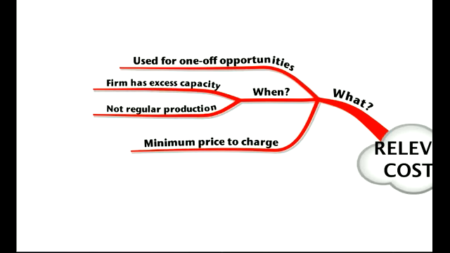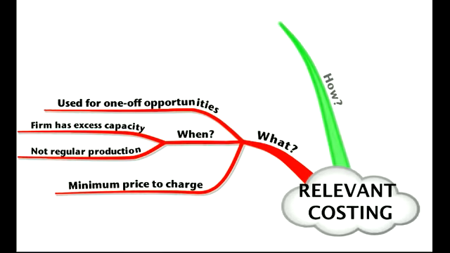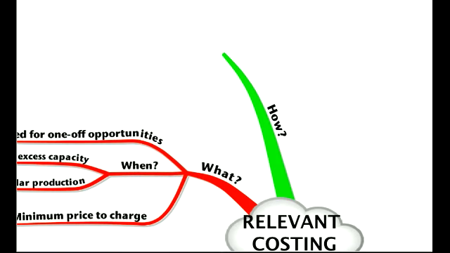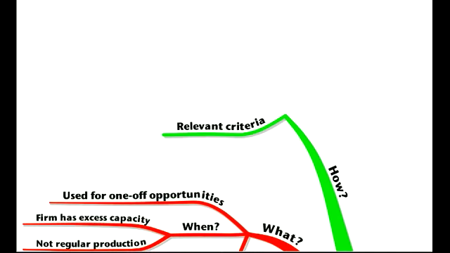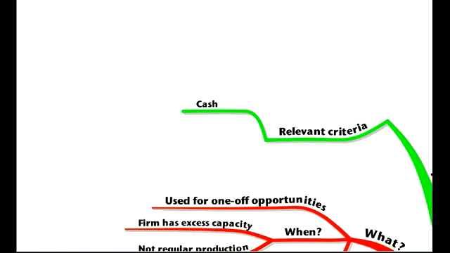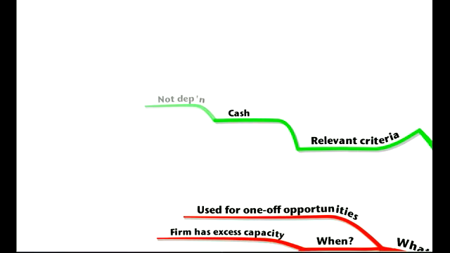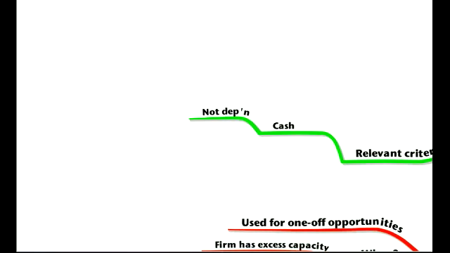So what we need to find out is what is the minimum price we can charge. And to find that, we need to work out the relevant cost of undertaking that project. So how do we do that first of all? Well, the first thing we need to do is apply our relevant criteria. So we always apply these three criteria. Relevant costs must be firstly cash. Okay, they have to be cash, not depreciation. Remember, depreciation is just an accounting entry. It's not an actual cost. So not depreciation, cash only.